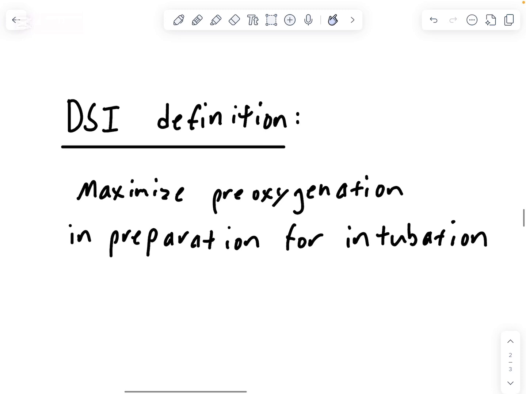So first of all, let's discuss what DSI, short for delayed sequence intubation, is. What is the definition, or how should I conceptualize this in my head? Basically, how do you maximize pre-oxygenation in preparation for an intubation? As we move forward in the lecture, I'll give you a scenario and this will make a little more sense, okay? Which brings us to our next step.